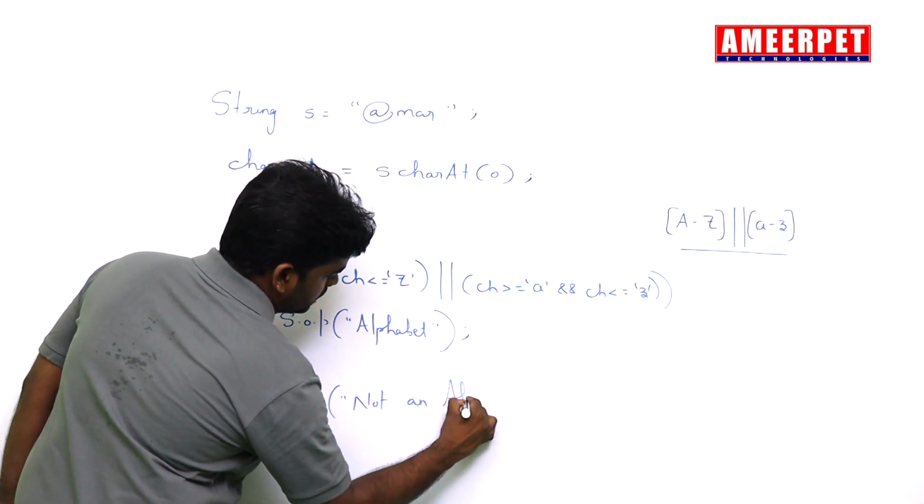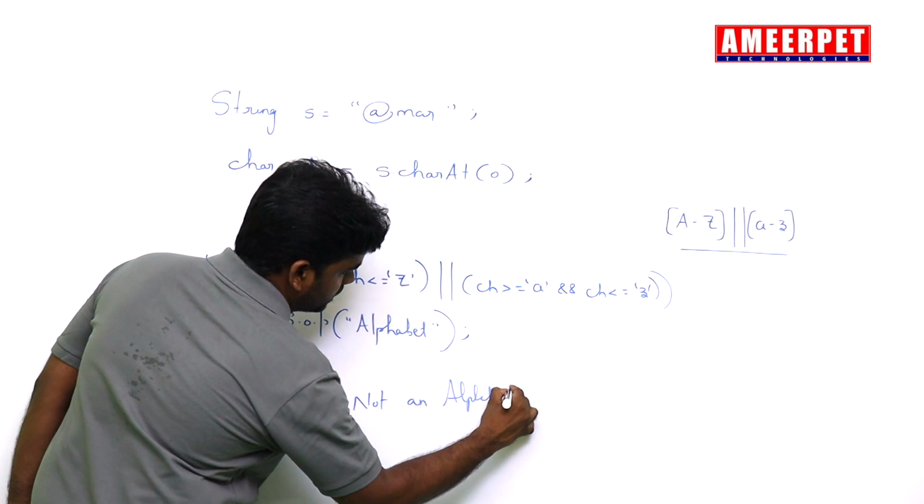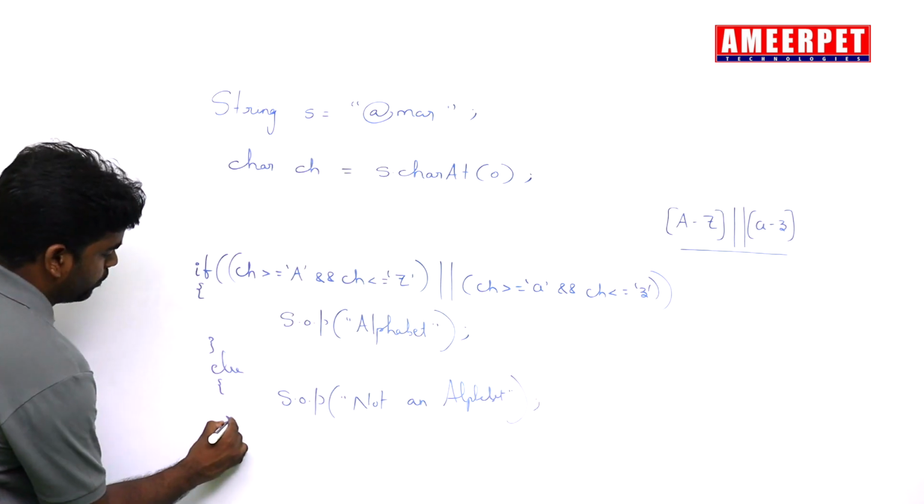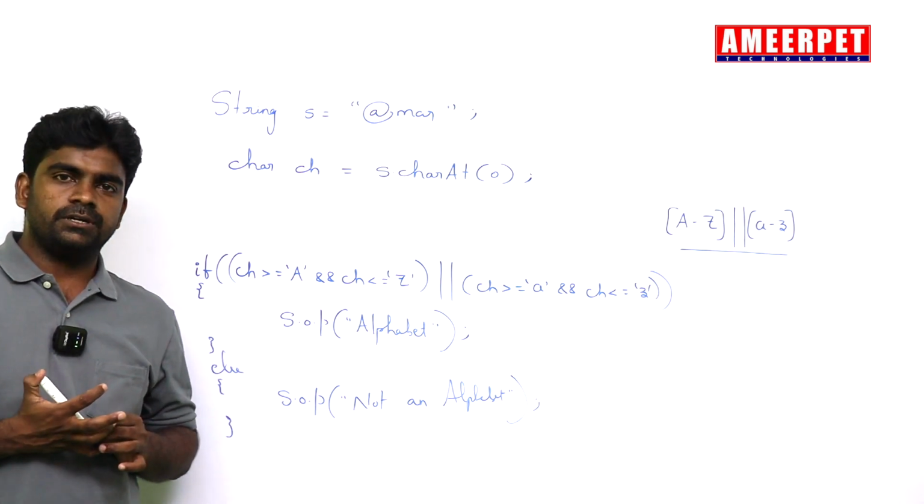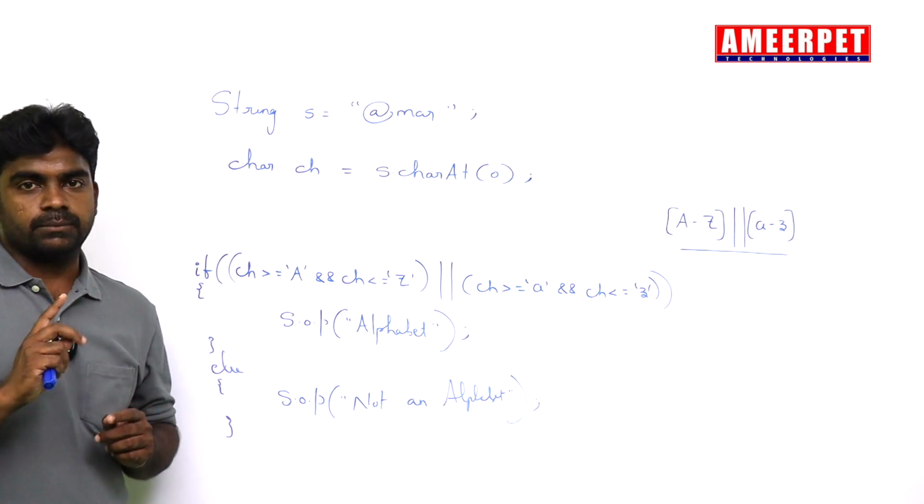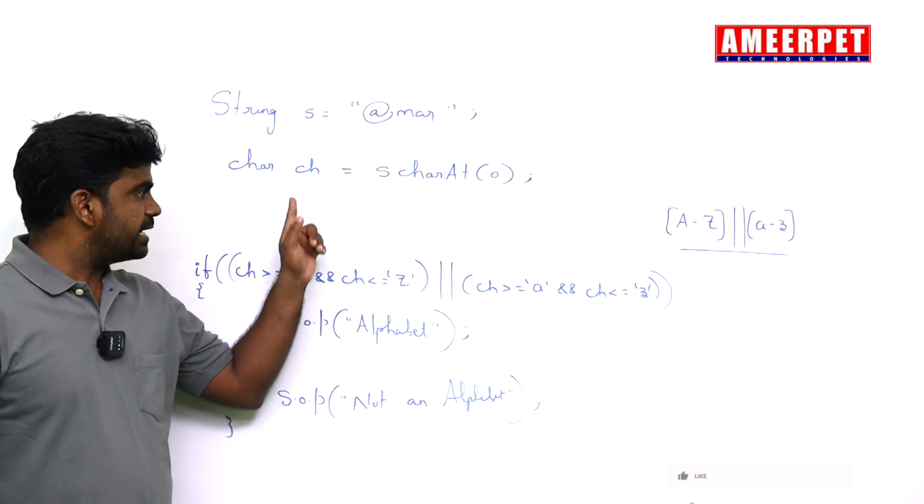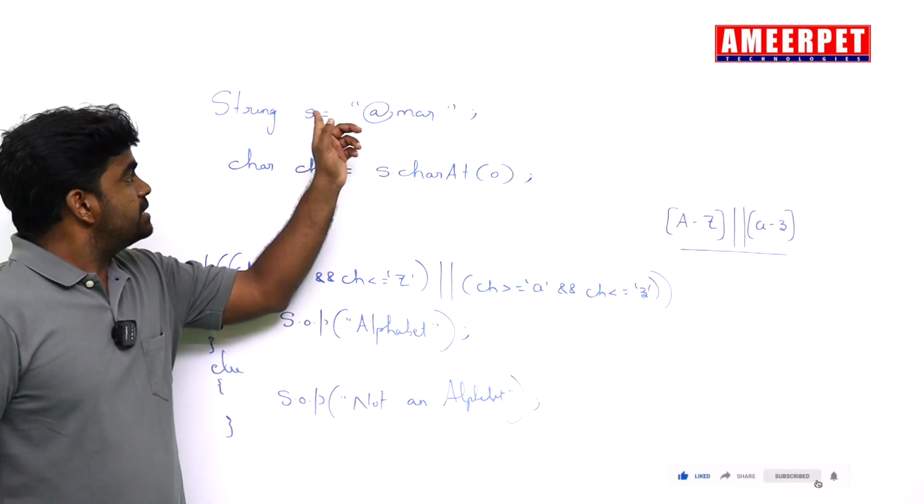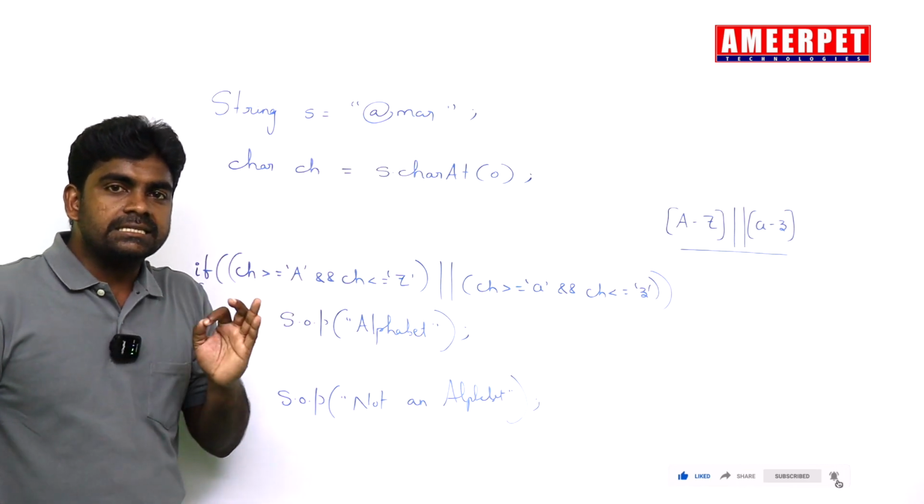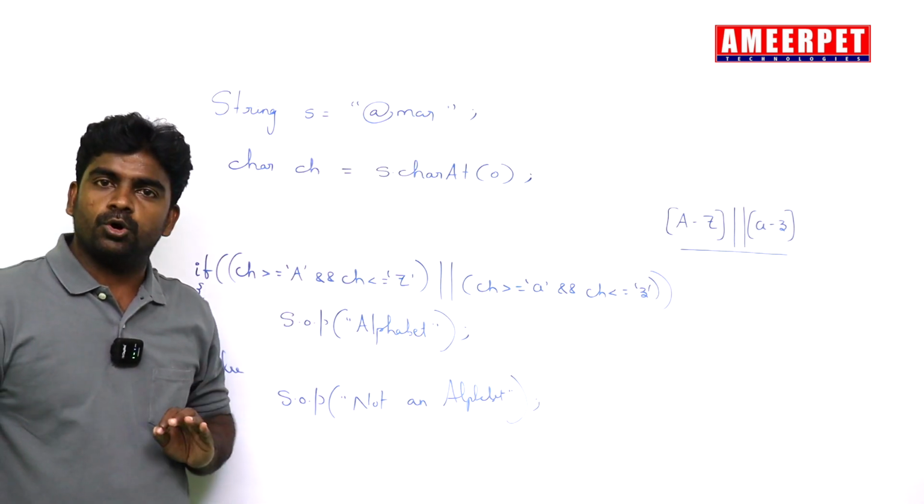This is the simple way of checking whether the first character of a given string is an alphabet or not. Hope you understood. Here we cover two programs. One is to check whether the given character is an alphabet or not, and the other is to check whether the first character in the given string is an alphabet or not. Hope you understood.